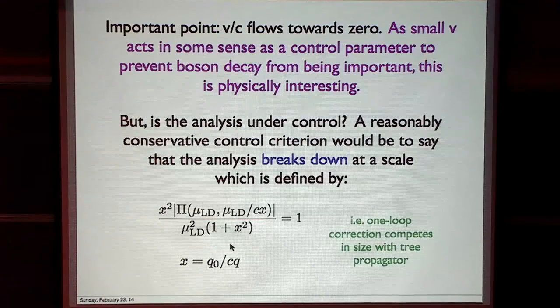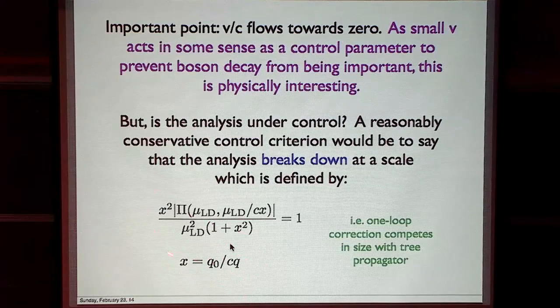Now, the question that you have to ask is, is the analysis under control? Here's a reasonably conservative control criterion. You could have other ones. It would be to say that the analysis breaks down at a scale that's defined when the correction due to Landau damping, that's pi, the self-energy, is of order the same as the tree-level propagator. That means G, the effective G, is no longer smaller than 1. Here, X is the ratio Q0 over CQ.